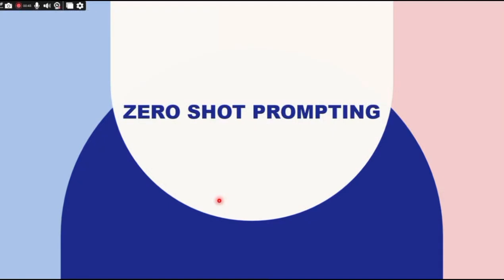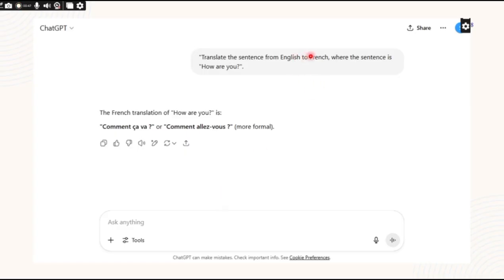Imagine you wanted to translate a sentence from English to French using ChatGPT. In that scenario, what would be the prompt? It is simple. Our prompt will be like: translate the sentence from English to French, where the sentence is "how are you?" The above prompt is the combination of instruction component plus input data component.